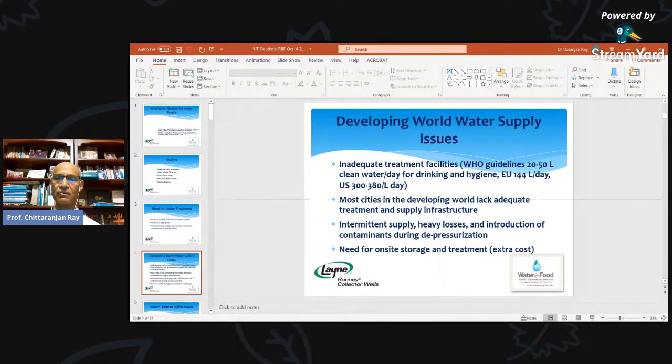Most cities in the developing world lack adequate treatment and supply infrastructure. That's an investment issue. And most of India, if not all, and many of the developing countries, deal with intermittent supply, not 24-hour pressurized supply. As a result, there are heavy losses in the system, and introduction of contaminants, especially during depressurization. Once you turn the pump off, the pressure drops, negative pressure is created, and it sucks outside water into the pipe through perforations, if we have any. Then in these intermittent systems, you need on-site storage and treatment, which cost extra money.